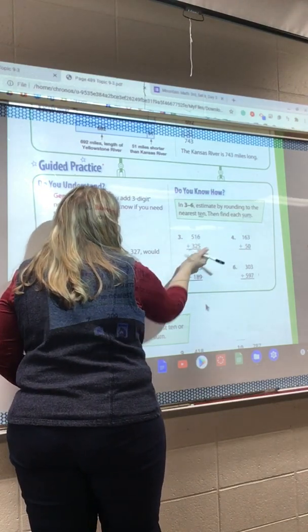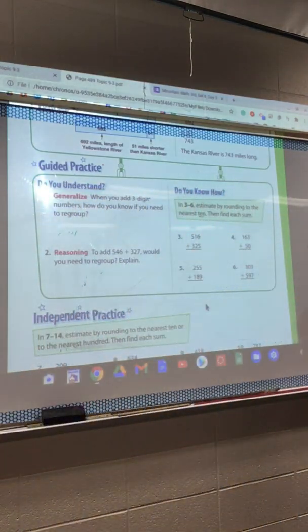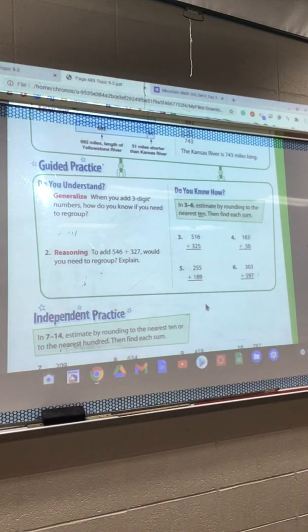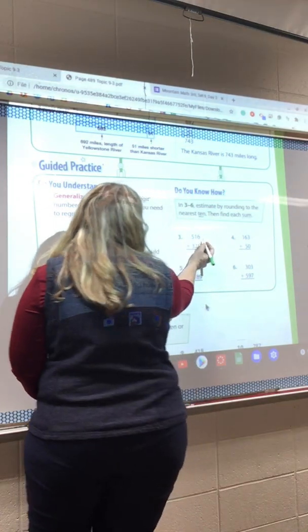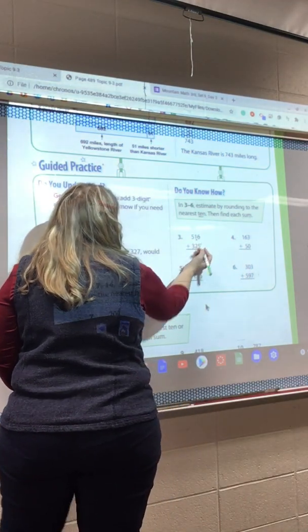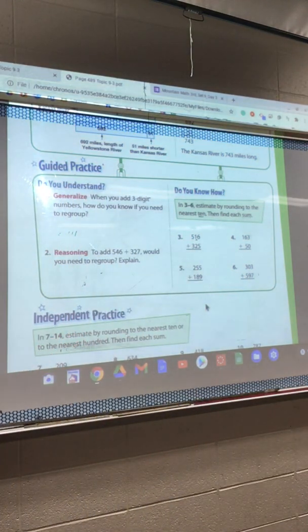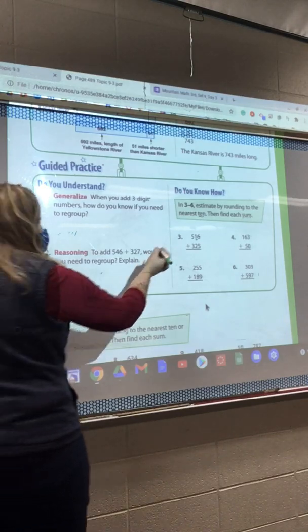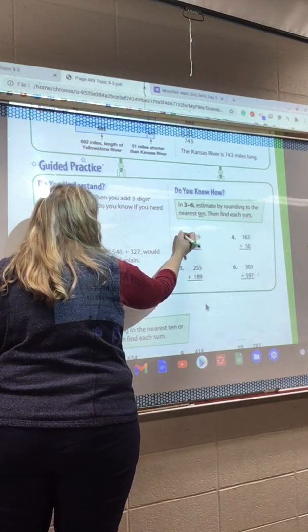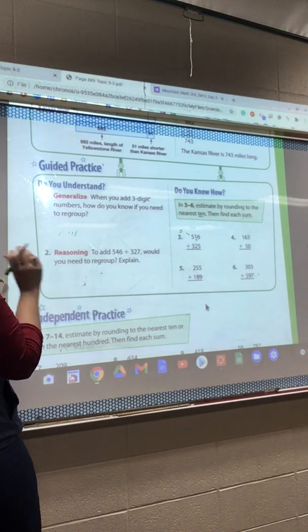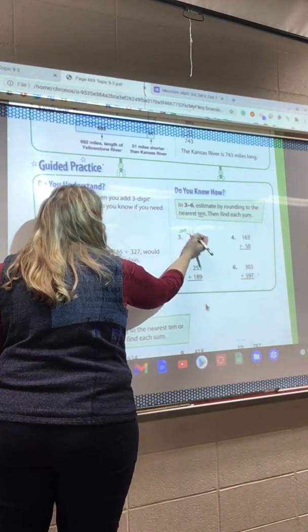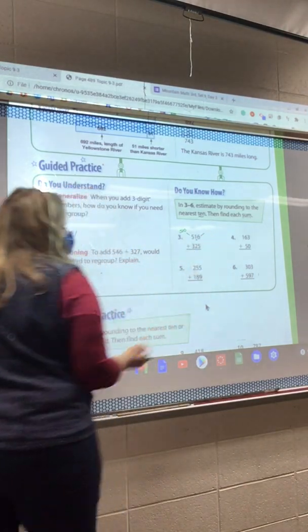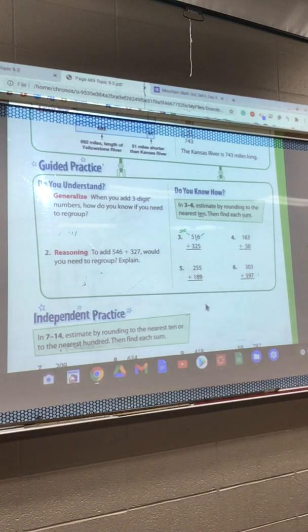So I have a 10 here. So I'm keeping the 100, right? Yes. So it's going to be 500 and something. 500 and what? 10. That's my first benchmark. Or if I count my tens, 510, 500, 20.